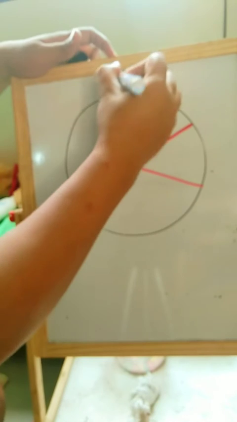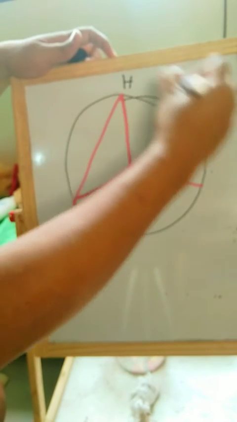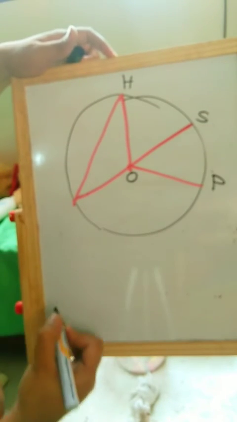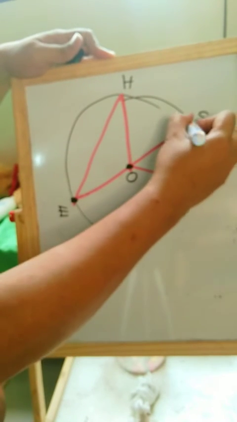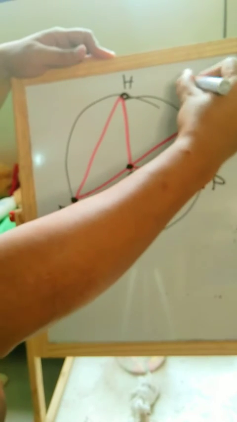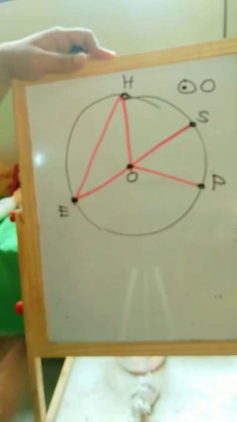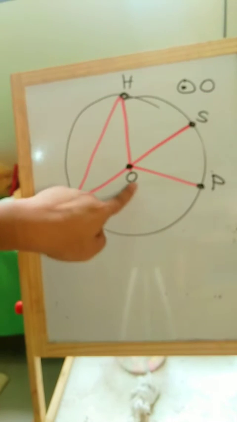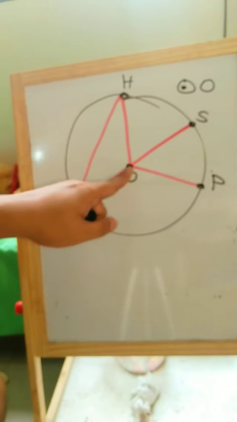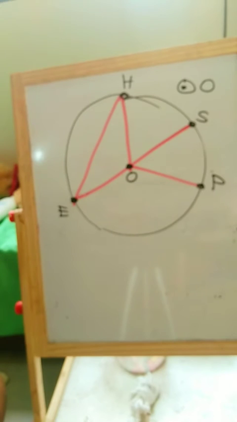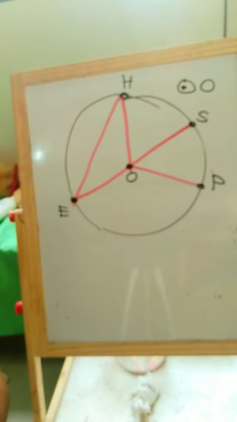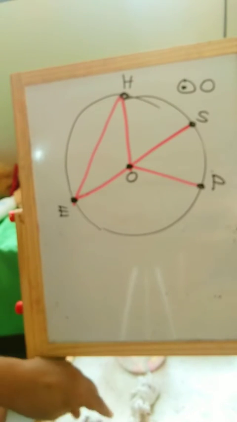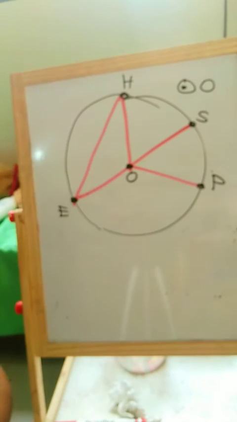Okay, so this is O. This is H. This is S. This is P. And then let's have this as point E. Okay, so let's have this point here. And then the name of this circle is circle O, indicating that point O here is your center. Again point O here is not a part of your circle. We only have point H, S, P, and E as your points of your circle. Hindi kasali si O, kasi nasa interior siya ng circle.